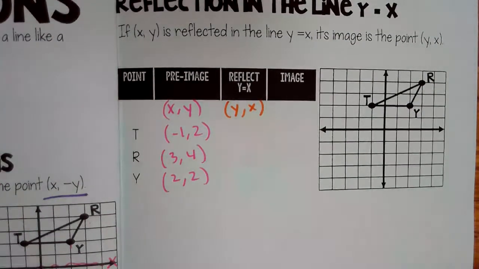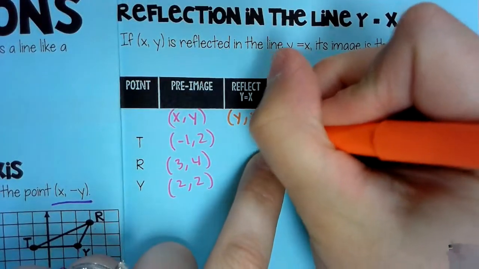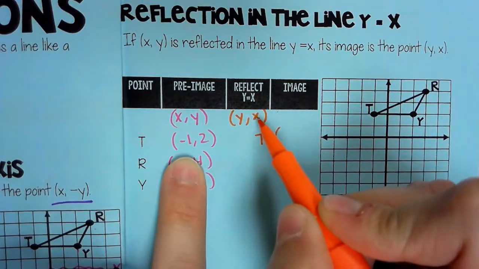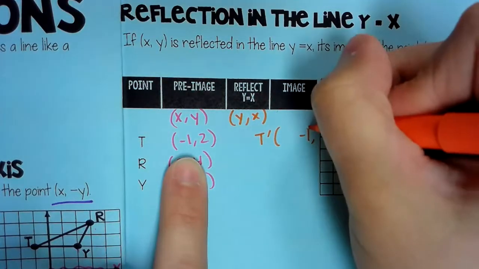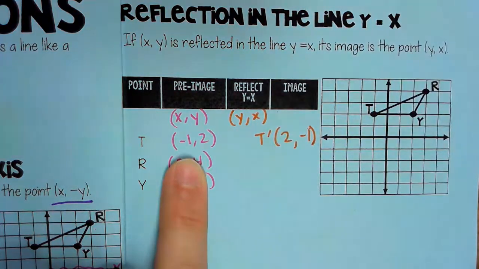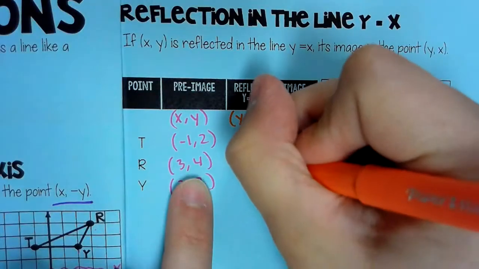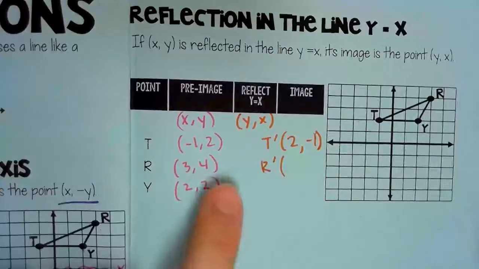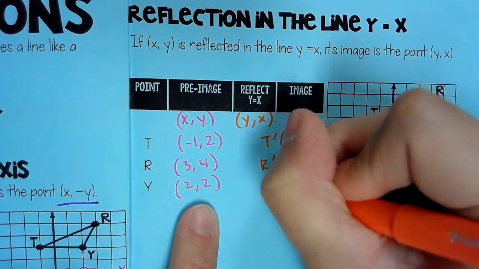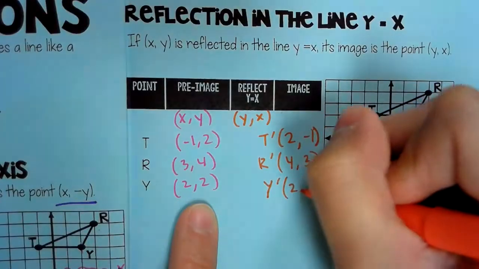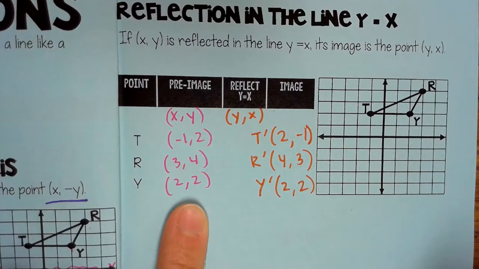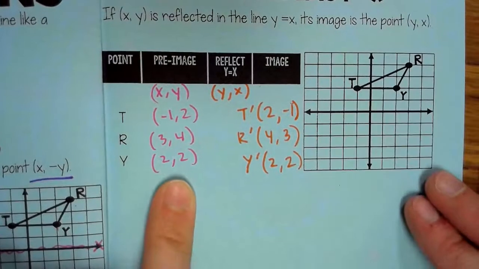All you're going to do is change the location. Okay, so watch this. T prime. What was x is now going to be my y coordinate. What was y is now going to be my x coordinate. All I did was switch them around. So R prime, instead of (3, 4), is going to become (4, 3). And Y prime, instead of (2, 2), is going to become (2, 2). Okay, so that one didn't change because they were both the same. Switch the order. All right, and then I'm going to come over here and graph it.